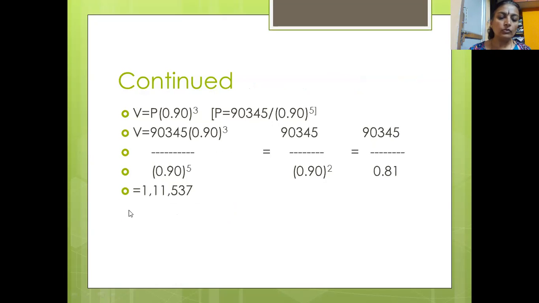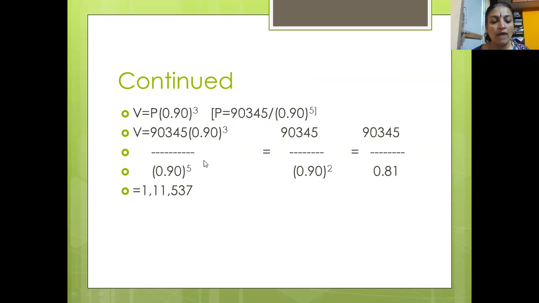Here we have understood that P is equal to 90,345 divided by 0.90 raised to the power of 5. This equation we already have. And now the second equation is V is equal to P times 0.90 raised to the power of 3. Means how we will get it? Okay, how we will get it? So 0.90 raised to the power of 5, 0.90 raised to the power of 3. So it should be divided.